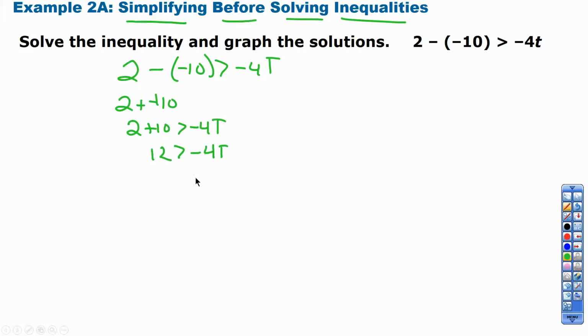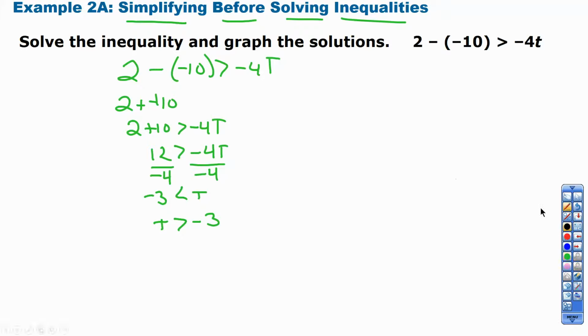And then at this point, what do we do? We divide by negative 4, divide by negative 4. And when we divide by a negative, we switch the inequality sign. We end up with negative 3, t is greater than negative 3. Or, if we were to rewrite that, we could say t is greater than negative 3.